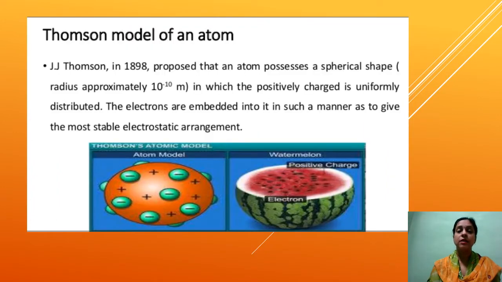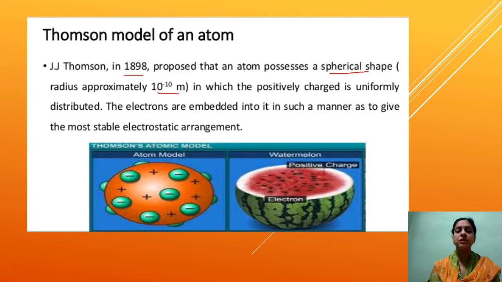So for this, various models of an atom were proposed by scientists, and the first model was given by J.J. Thomson in 1898. He proposed that an atom possesses a spherical shape. ठीक है बेटा, कैसी shape? Spherical shape, whose radius is approximately 10 raised to the power minus 10 meter, in which positive charge is uniformly distributed. ये देखो यहाँ पे, positive charge is uniformly distributed.